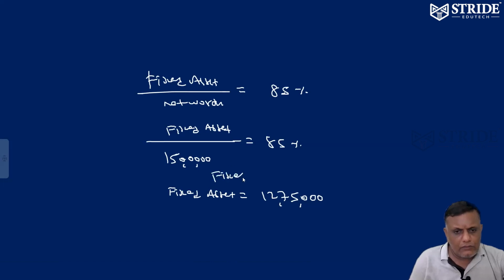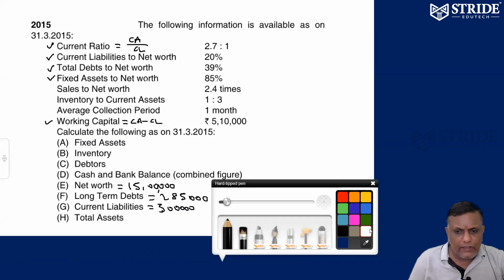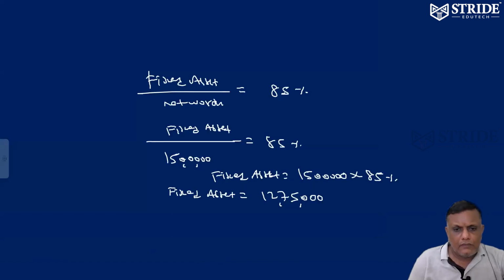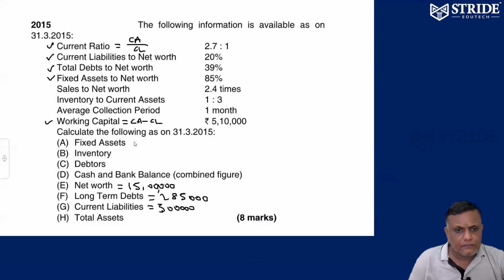So fixed asset is equivalent to 15 lakhs into 85%. That is equivalent to 12 lakh 75,000. That's it. So fixed asset is 12 lakh 75,000.